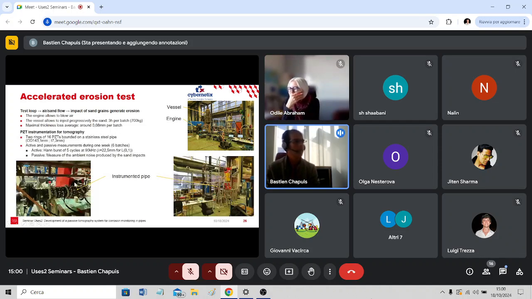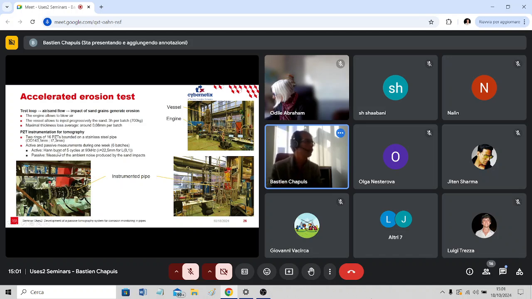So we have installed our instrumentation system here just after an elbow, because it was expected to have a high erosion rate at this place. So we have 2 rings of transducers here. So there are a lot of cables. There are also optical fibers or other instrumentation, but here we have 2 rings of transducers, and we worked inactive.